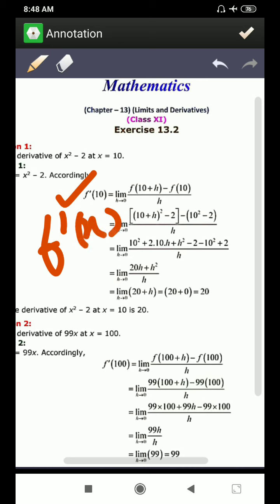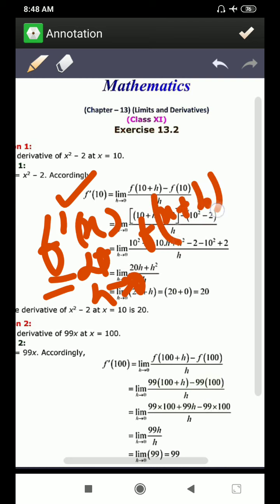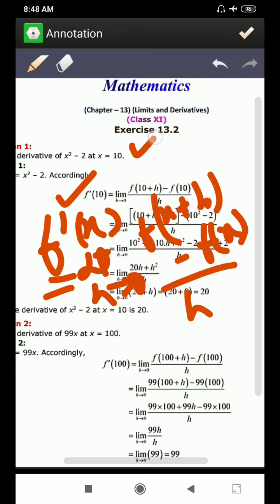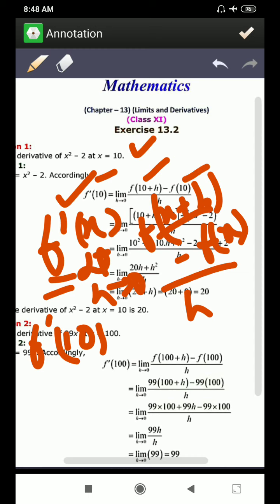In general, f dash x would be limit h tends to 0, as I just explained, of f(x plus h) minus f(x) divided by h. This is the formula. Suppose you want to calculate the same derivative at x equal to 10. In the same formula, you replace x by 10, so it will become f dash 10 equal to f(10 plus h) minus f(10) divided by h.